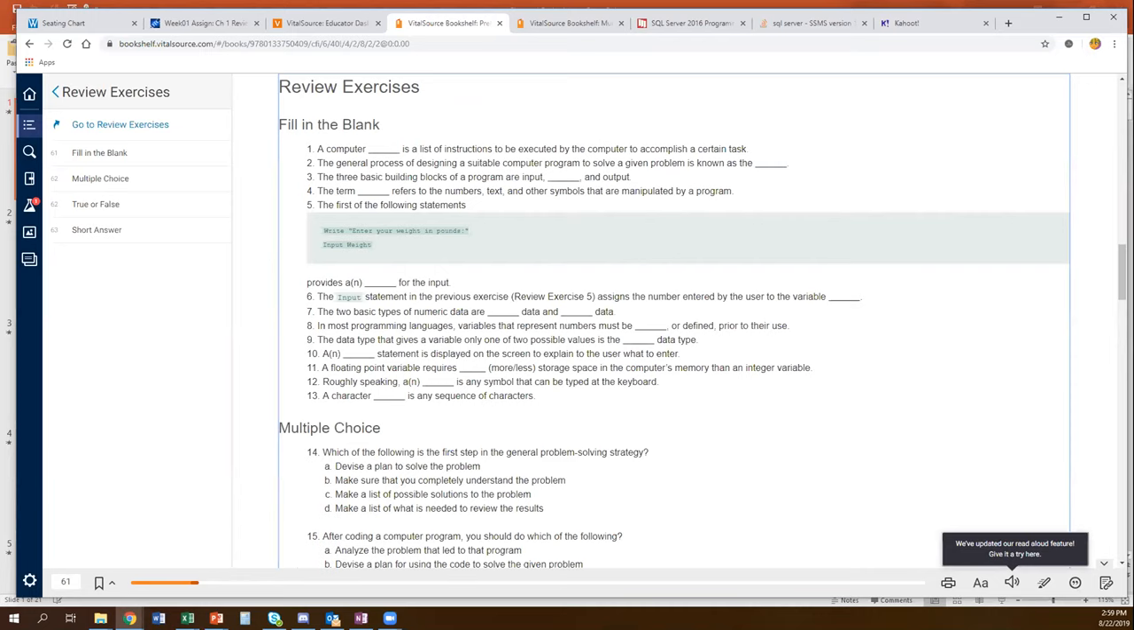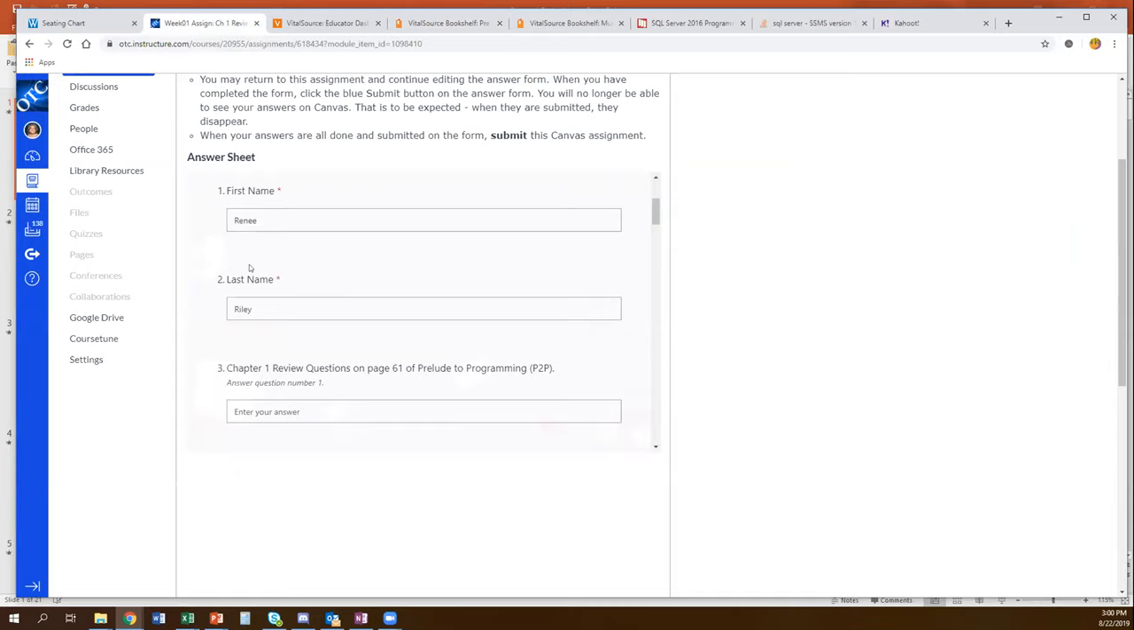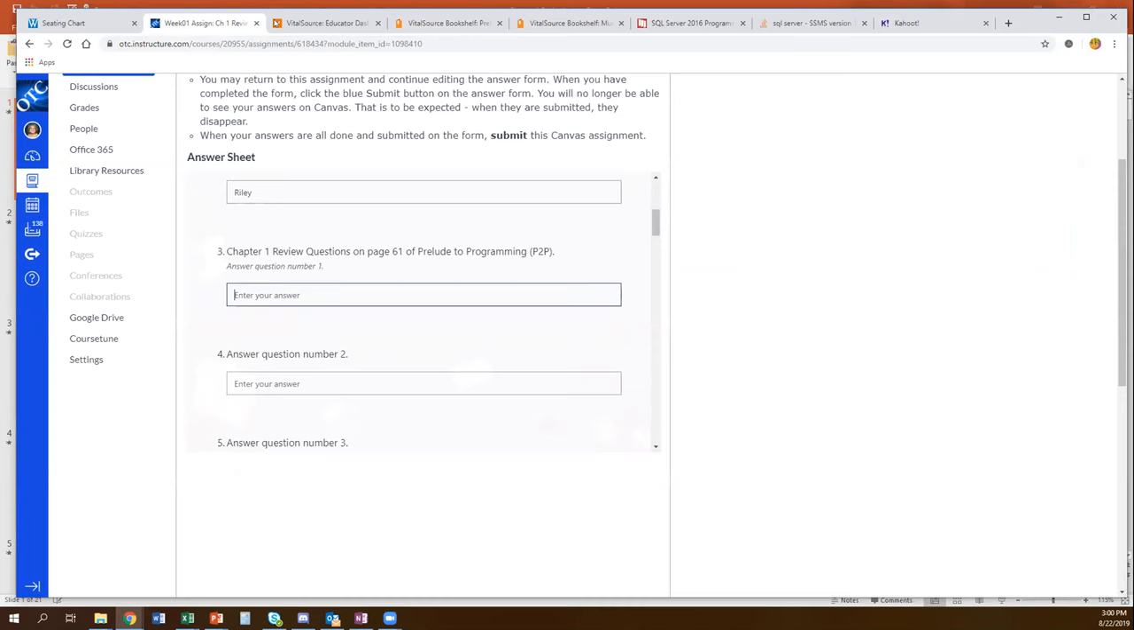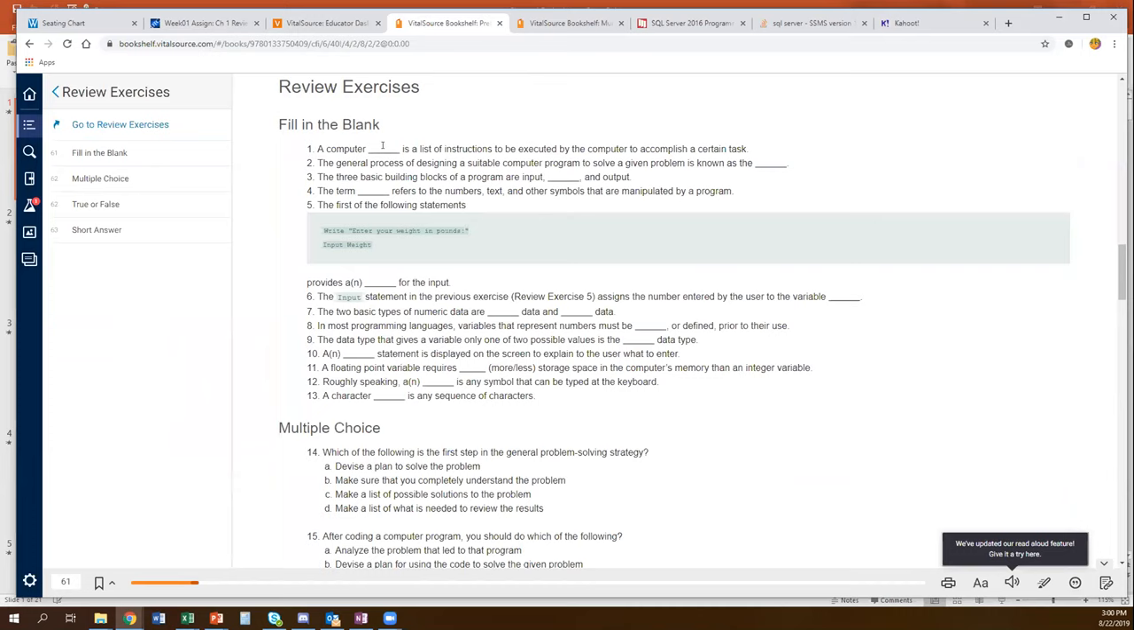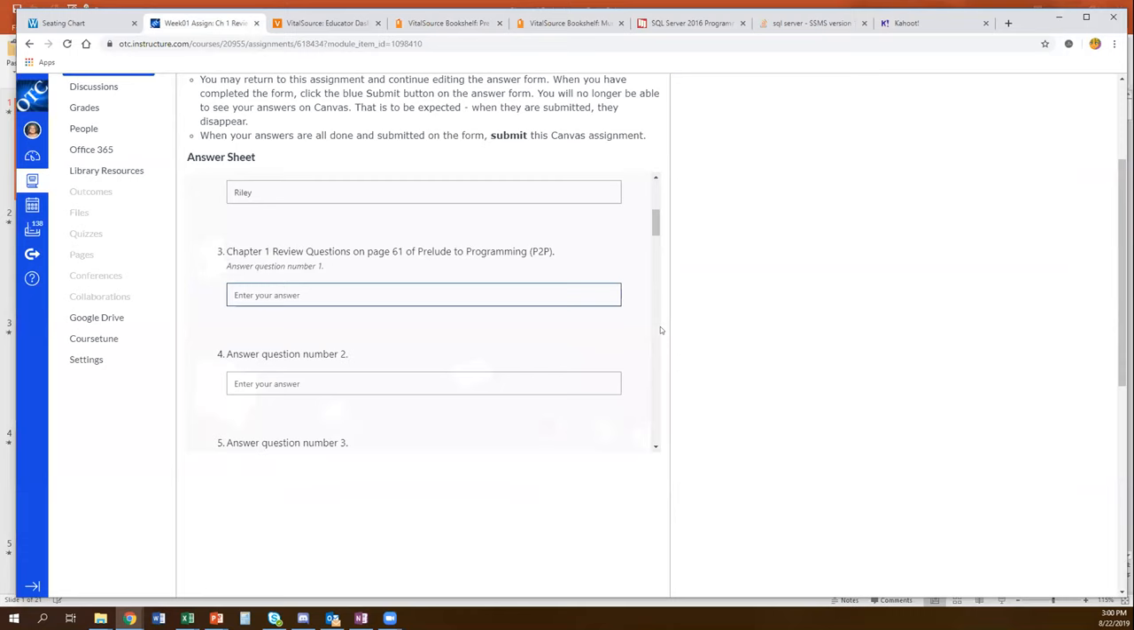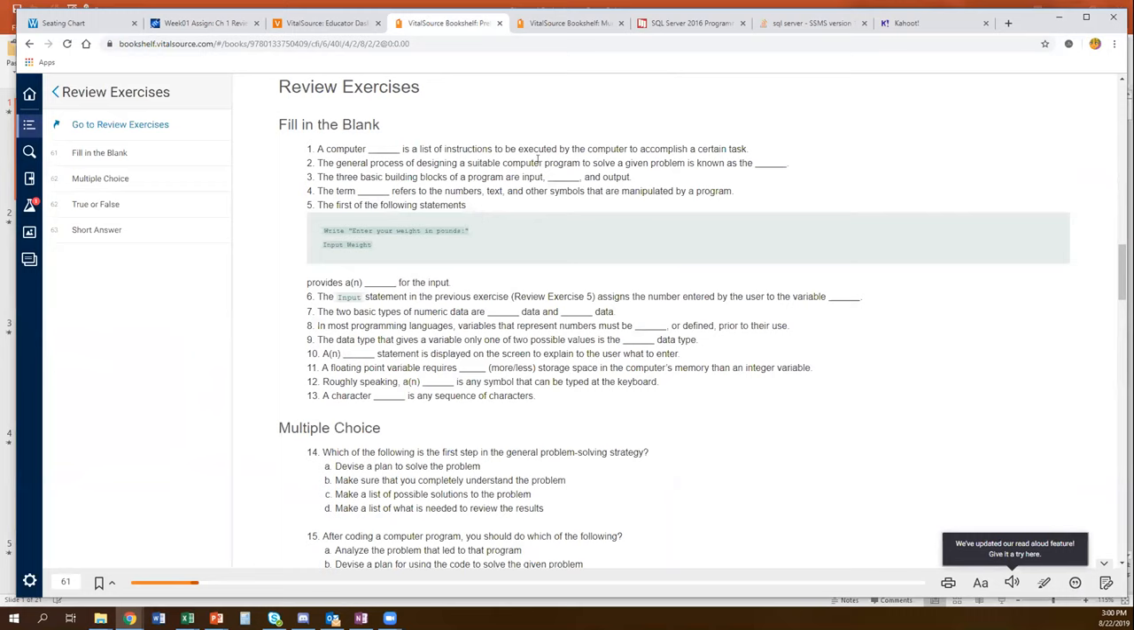And here are the questions that it's referring to at the end of your chapter. So if I look at question number 1, it says, a computer blank is a list of instructions to be executed by the computer to accomplish a task. What is that? Algorithm. You might say program, too. I would take either one. Algorithm is right. What about number 2? The general process of designing a suitable computer program to solve a given problem is known as the program development cycle. Yep.